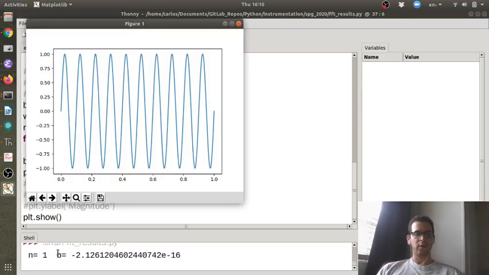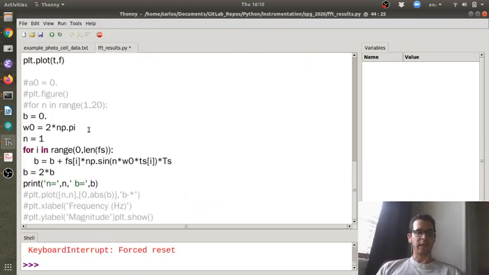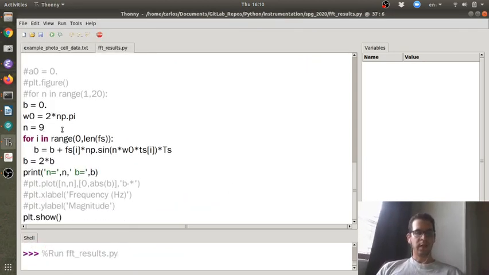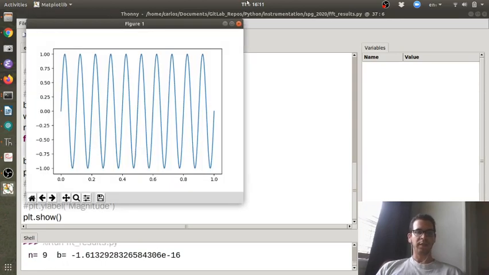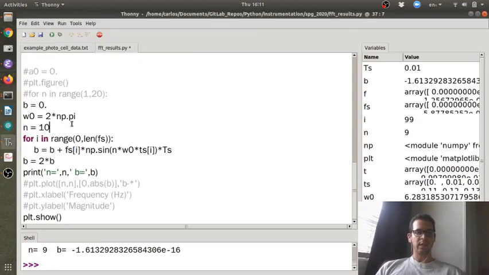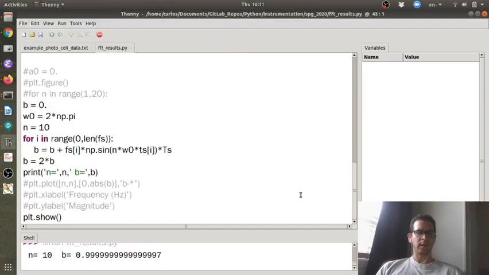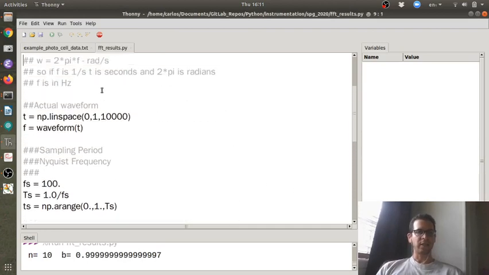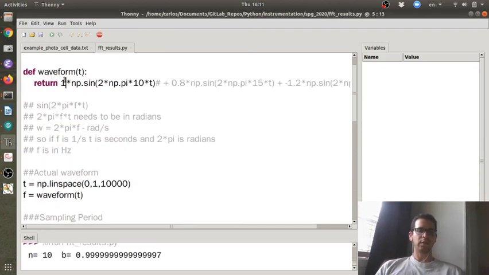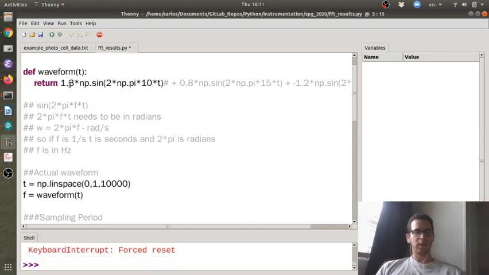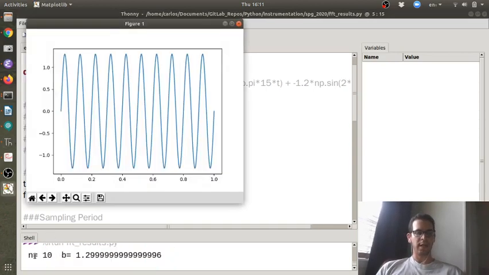And when I run this code, what I find is that the magnitude of my signal at 1 hertz is practically 0. That's 10 to the minus 16. If I do 9, I still get essentially 0. But if I do 10 here and I run this code, I get 0.999. And why did I get 0.999? Well, that's because the magnitude of this waveform is 1. So I could put 1.3 in here and run the code again, and now I'll see that at 10 hertz, the magnitude is 1.3.